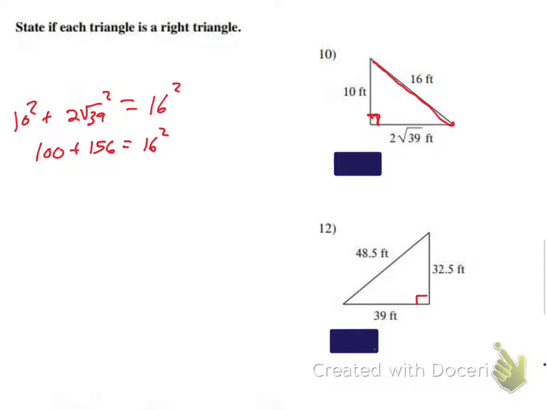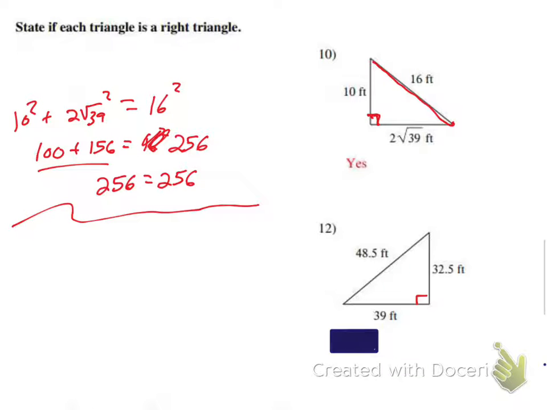16 squared is equal to 256. So then combine like terms. So does 256 equal 256? Yes, it does. So yes, it is a right triangle.